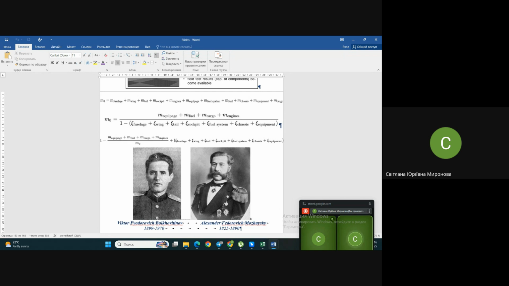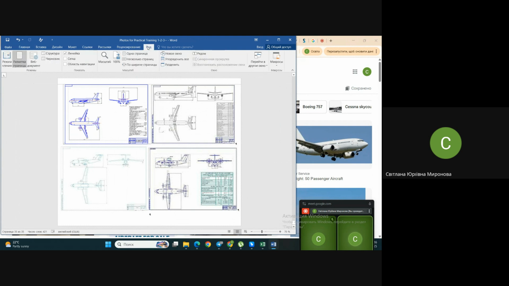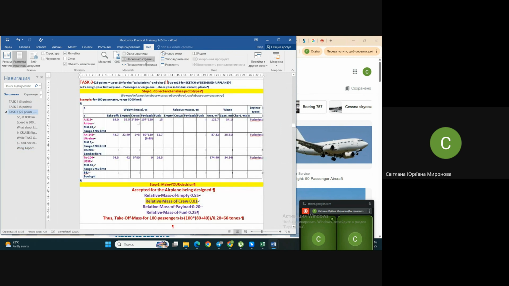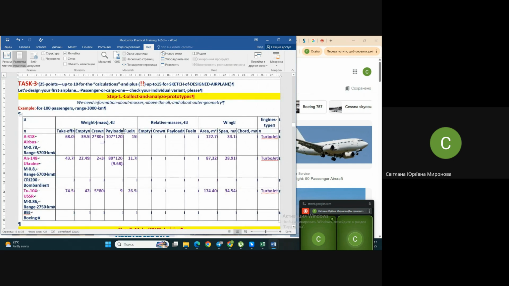But relative weights, we also do not understand how to distribute the whole weight, the whole mass, for different submasses, let's say, how to distribute it. That is why we're interested to know statistical data. Let me find it quickly. Task 3. Here it is. And that is why we start with collecting and analyzing of statistical data.